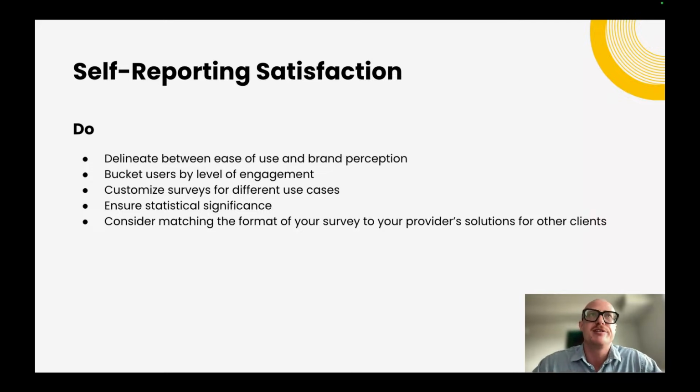And that's a big frustration for a lot of people who make a chatbot, make their own very customized, very thorough CSAT, and then they want to know how they compare, and they realize, oh my gosh, we built this in a way that we can't actually compare with any other CSAT. So one way of doing that would be to consider matching the format of your survey to the other solutions that your provider creates. So those are my 5 do's. Kind of extensive, but I think they're all really important to get good data.